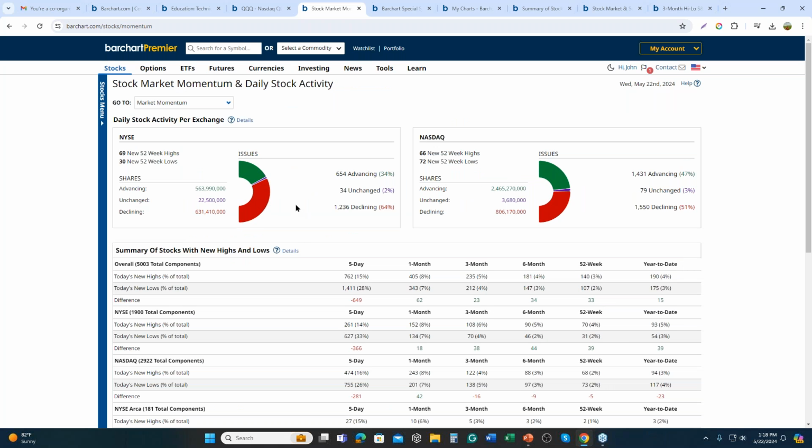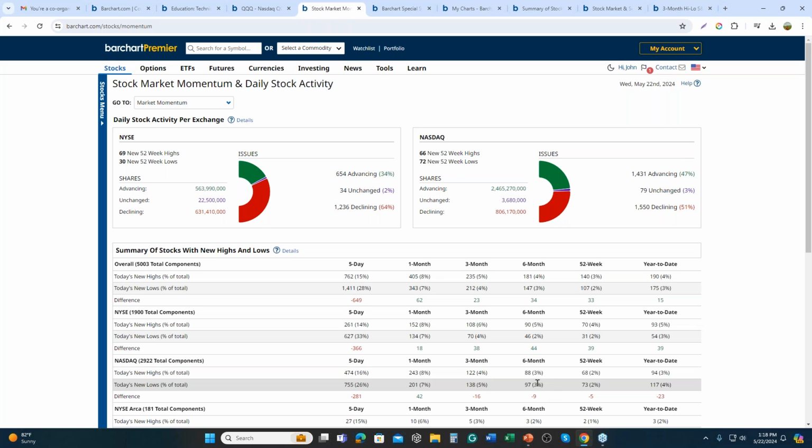What I'm looking at here gives me a quick breakdown of today's advances and declines, and it gives it to me in multiple ways. I can see 52-week new highs or lows. I can look at it in terms of volume. I can look at it in terms of the different shares or issues. I can look at it in terms of two different exchanges and across multiple moving averages.